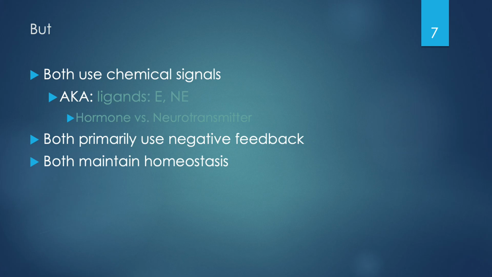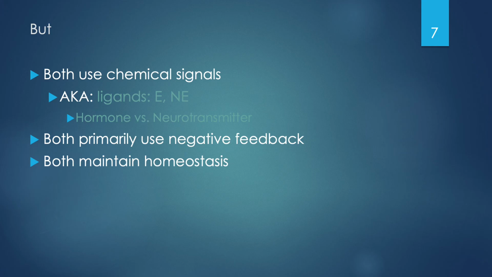A couple quick caveats though. So first, both the endocrine system and the nervous system will use chemical signals to communicate information. So, for example, ligands, also known as epinephrine and norepinephrine. These can be used to communicate from one tissue to another. However, hormones versus neurotransmitters may sometimes use the exact same substance, but they use it in different ways.